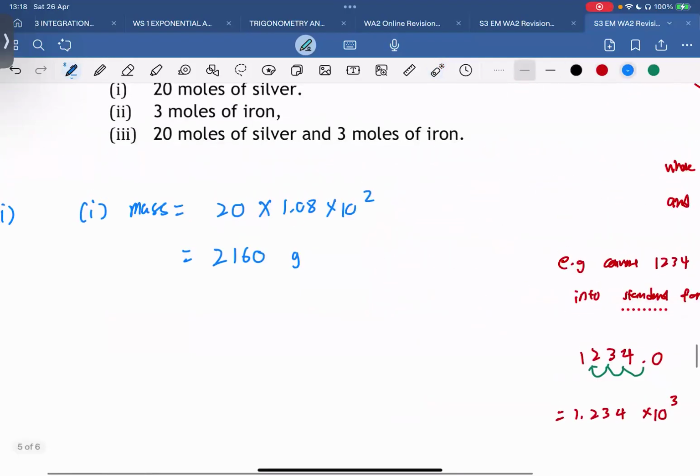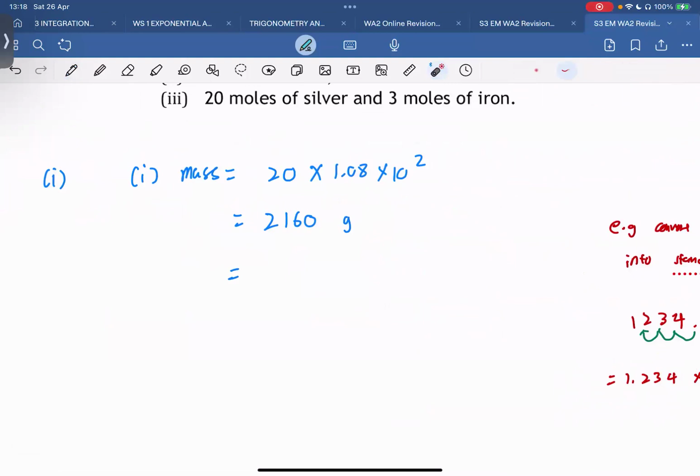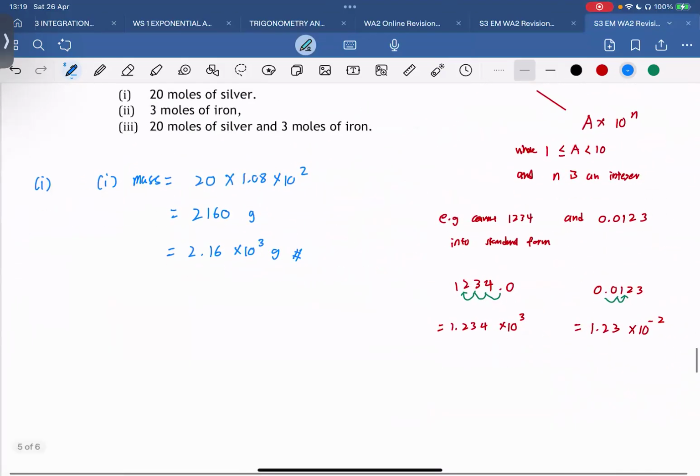So applying the same logic back to our question, I have a decimal point 0.0 here, right? I need to shift this decimal point 1 time, 2 times, 3 times. So this will be 2.16 times 10 to the power of 3 grams. Okay, and this is how you convert to standard form.